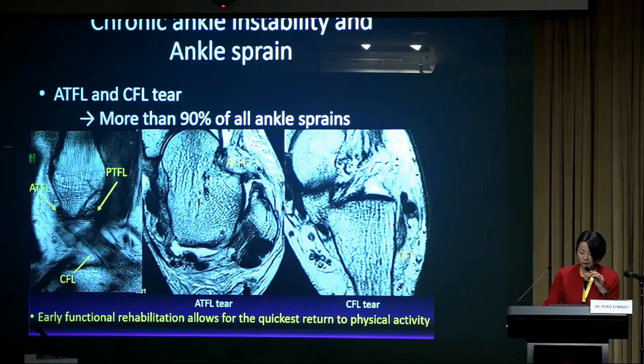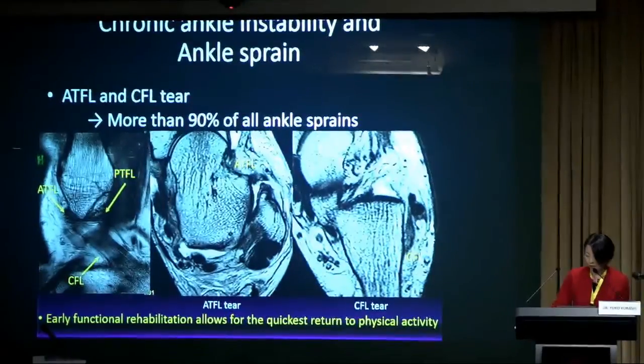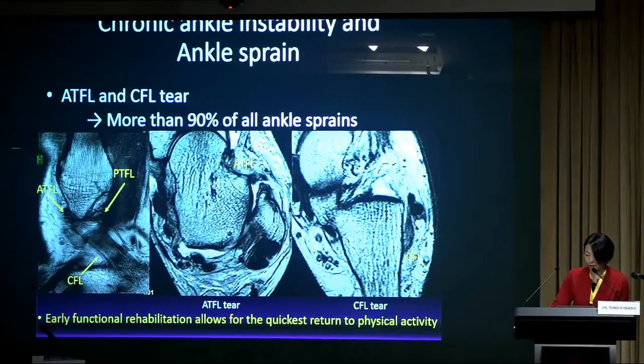Finally, I am going to talk about chronic ankle instability. Chronic ankle instability results from ankle sprain. Ankle sprain is caused by plantar flexion and inversion of the ankle. Then, anterior talofibular ligament and calcaneofibular ligament tears happen. Posterior talofibular ligament is less commonly involved.